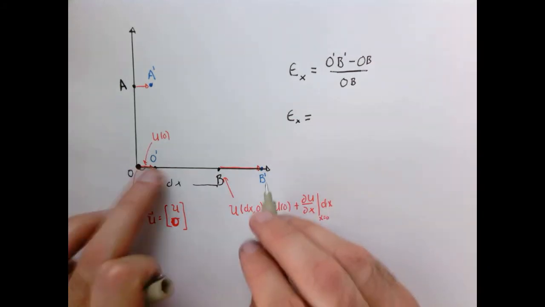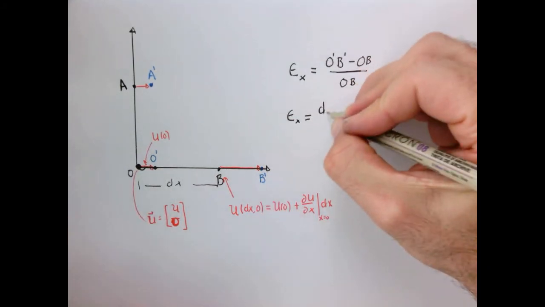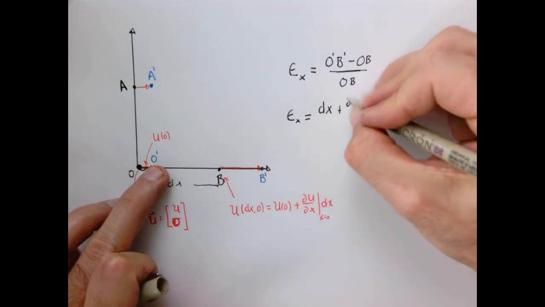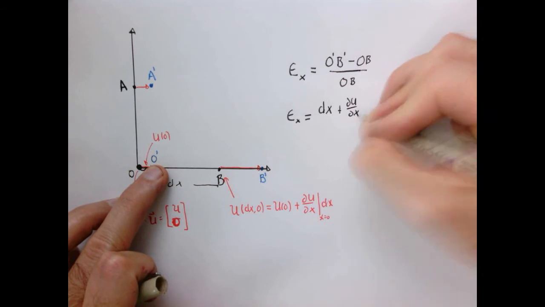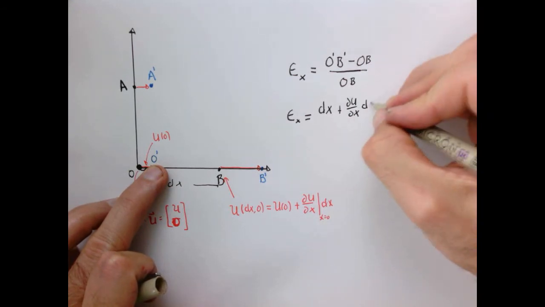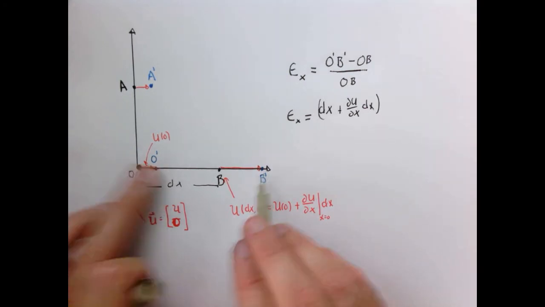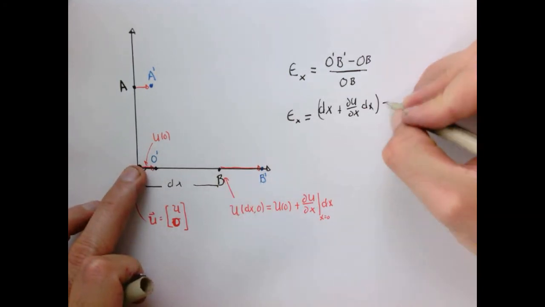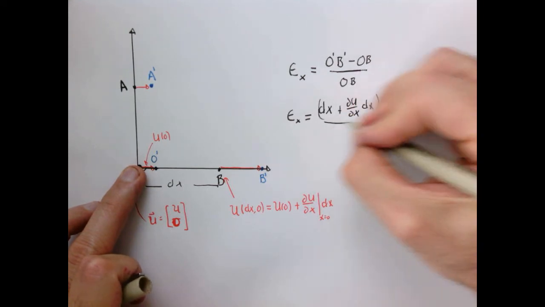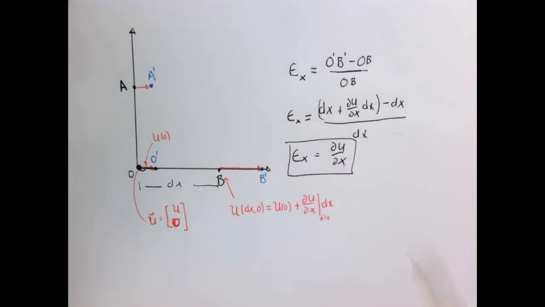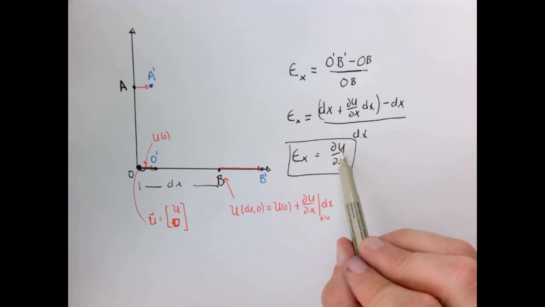So the total distance from O prime to B prime is given by dx, the initial length, plus partial u with respect to x, evaluated at the origin, times dx. That's the new distance for that line. Now the distance OB, the original distance, is just dx, so we subtract dx and divide by dx. That tells us that the strain in the x direction is given by the x derivative of the x component of the displacement field.